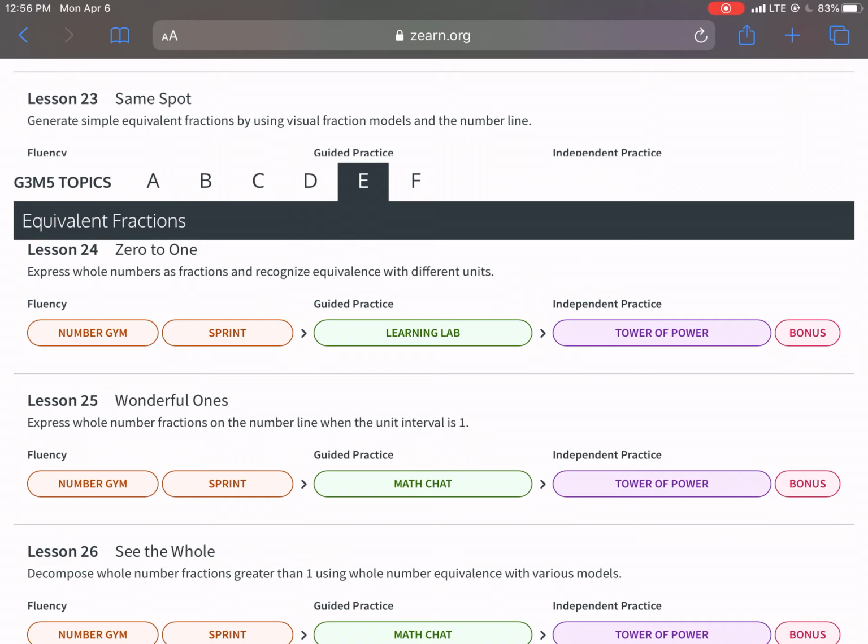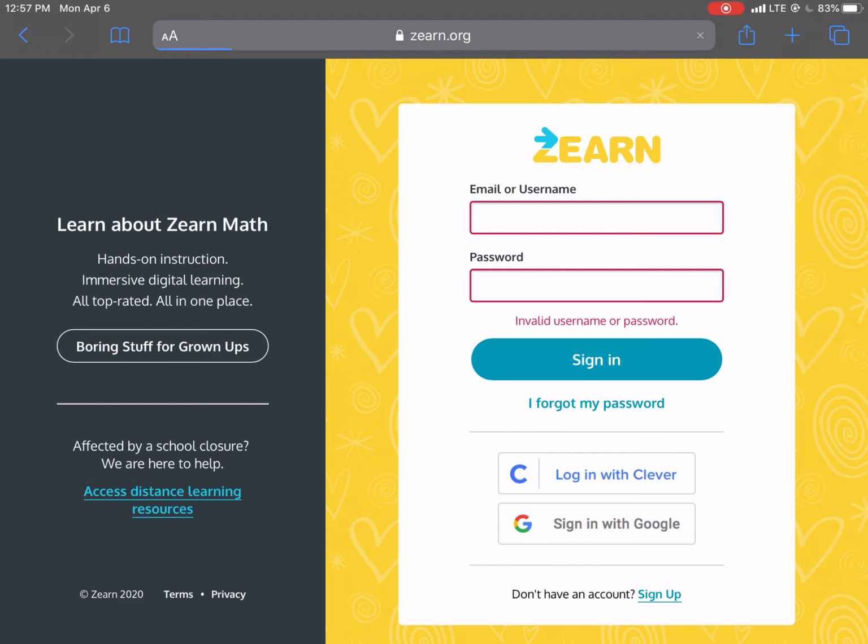All right, today we are going to be working on Zern Module 5, Lesson 24. And our objective is I can express whole numbers as fractions and recognize equivalents with different units. Your job is going to be to do the fluency part, the number gym and the sprint, as well as Tower of Power on your own. We're going to do our guided practice learning lab, though, together. So let's log in here.